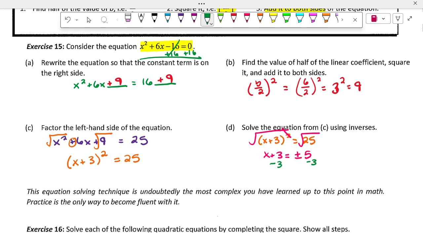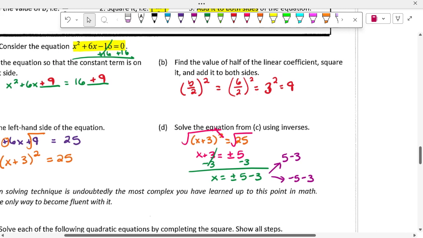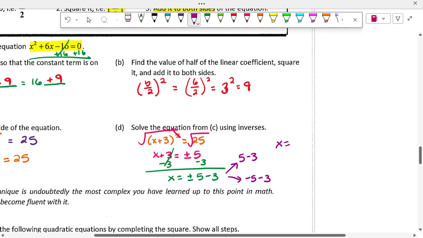So minus 3 to both sides. x equals plus or minus 5 minus 3. Separate the two. I have 5 minus 3, and negative 5 minus 3. So yeah, my two answers are negative 8 and 2.